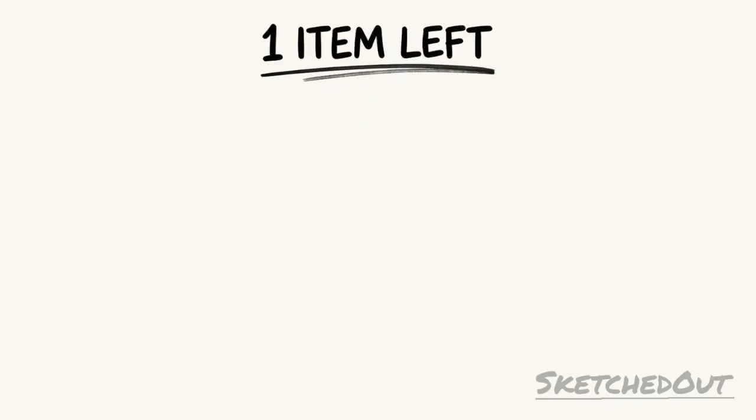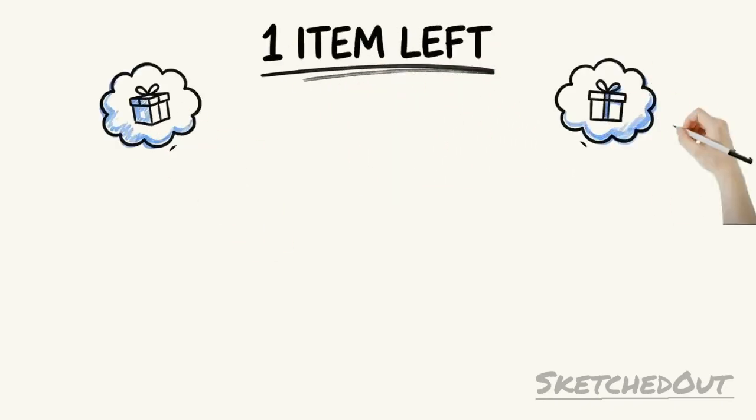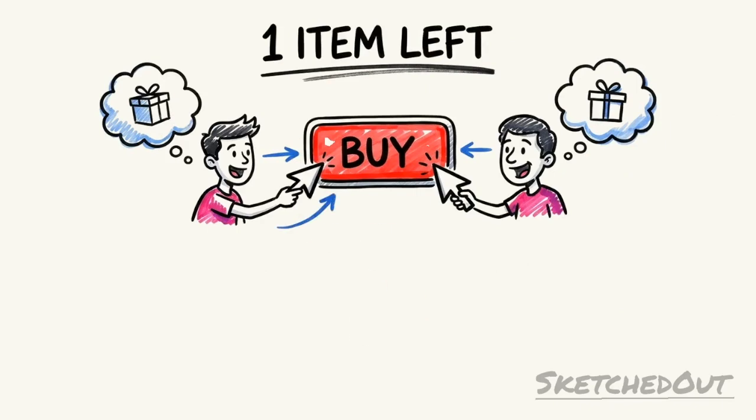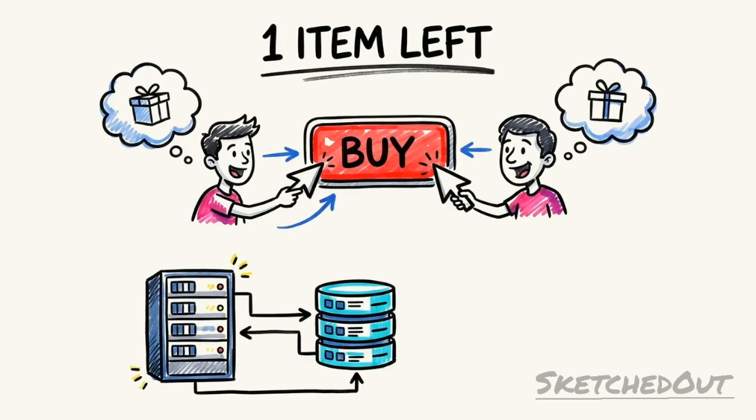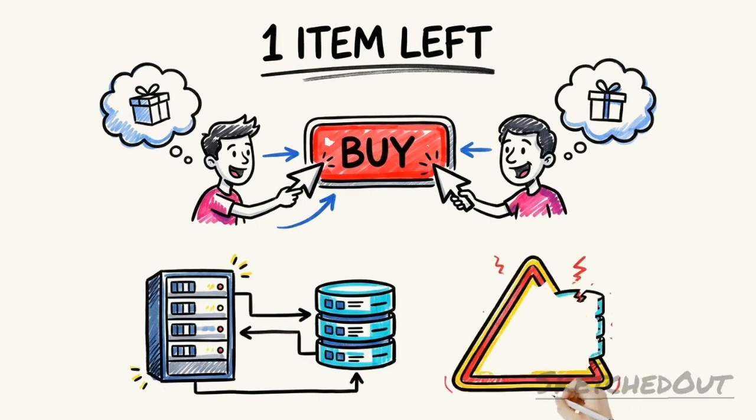There is one item left in inventory. Two users click buy on it at the same instant. Both requests hit your server. Both queries run against the same database. What happens next depends entirely on how the transactions were written.